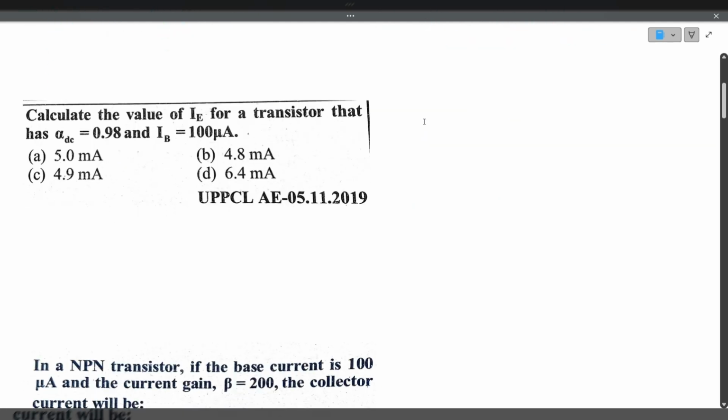We'll see the next question. Calculate the value of emitter current for a transistor with alpha DC equal to 0.98 and IB equal to 100 microamperes. Same problem, similar model problem. Alpha is 0.98, IB is 100 microamperes.